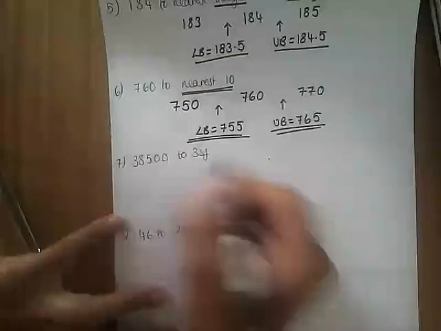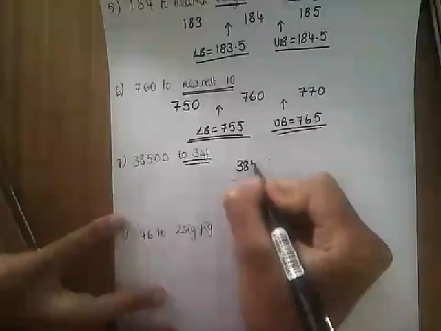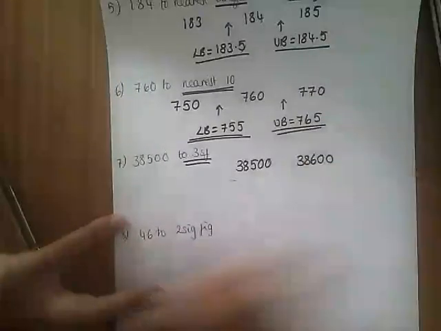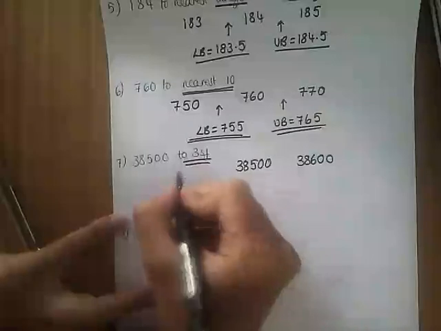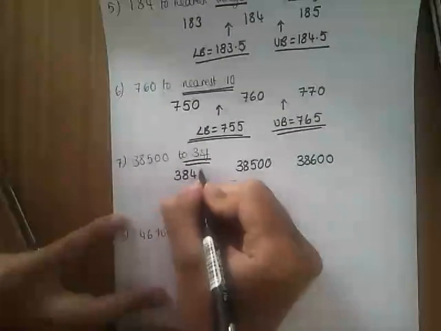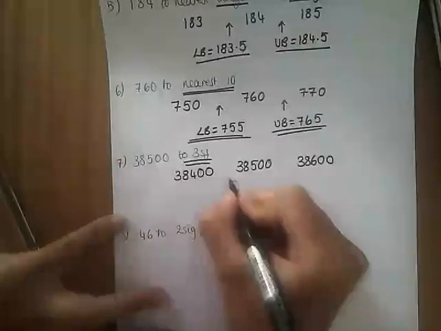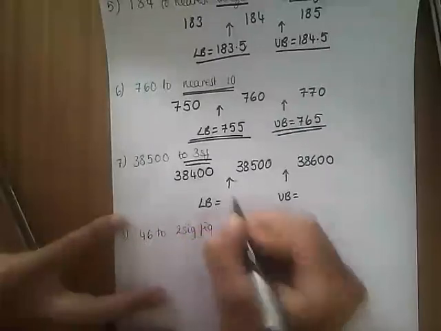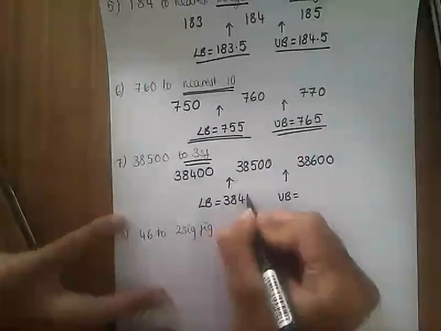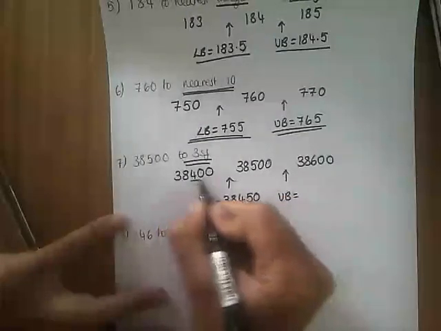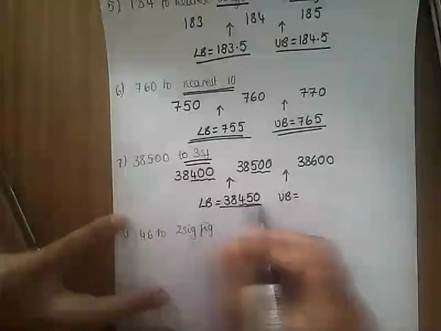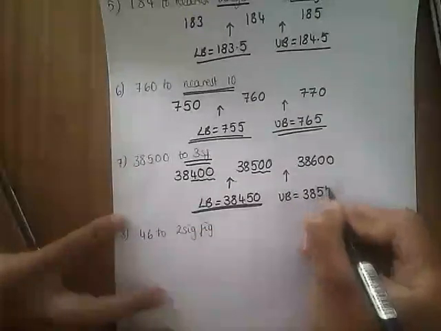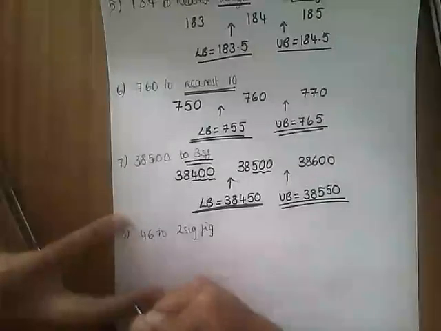Okay, 38,500 to 3 sig fig. So we're going to start with 38,500 in the middle. We need to go 3 sig fig higher. So 3 sig fig higher would be 38,600. And 3 sig fig lower would be 38,400. We need to go halfway between for the lower bound and halfway between for the upper bound. The lower bound, of course, is going to be 38,450. Think about what's halfway between 400 and 500. 450, so that's 38,450. And the upper bound is going to be 38,550.